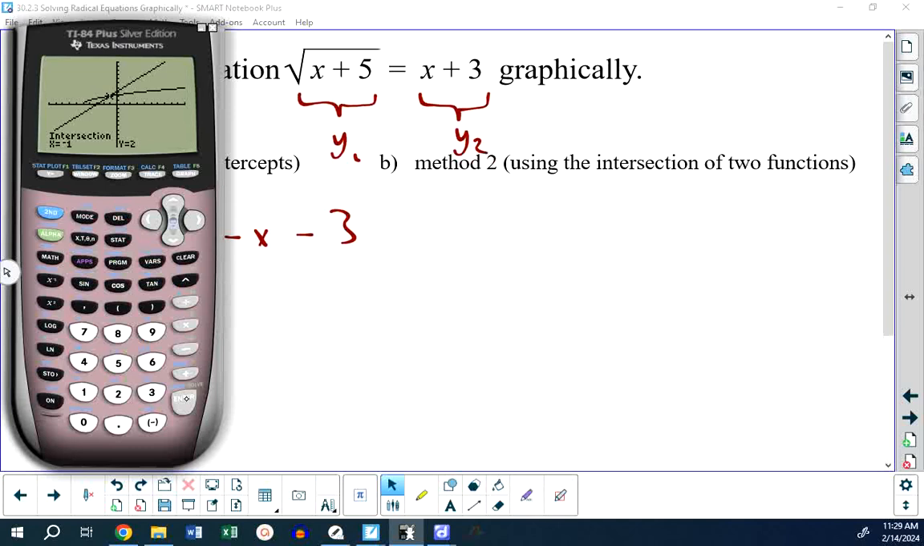-1. I don't care that it's 2. I don't care what each side is equal to. I care that they're equal to each other when x is -1. So the solution is -1. Any questions with that one?